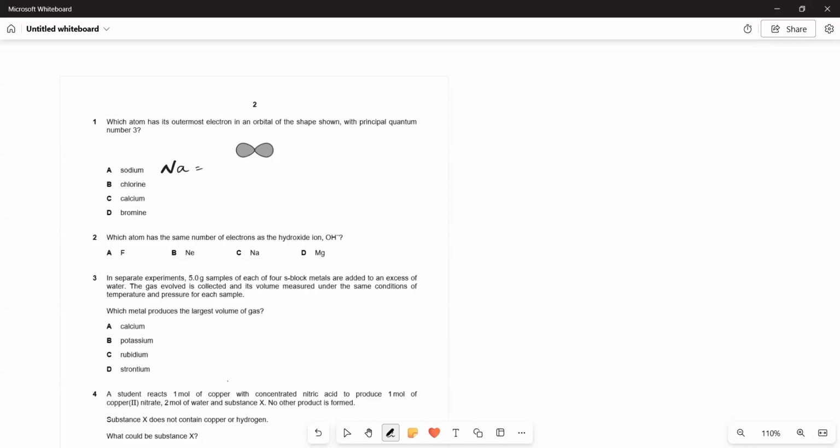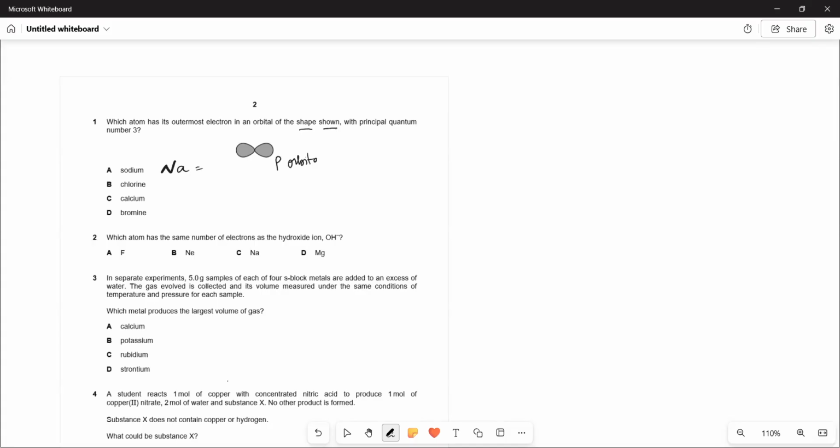So now question 1. Which atom has its outermost electron in an orbital of the shape shown? So which orbital actually is it? The shape shown, that is a p orbital, right?